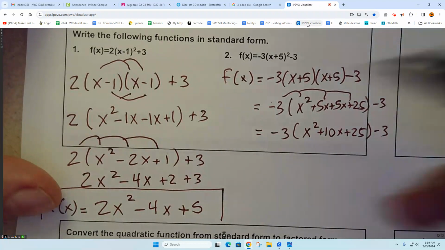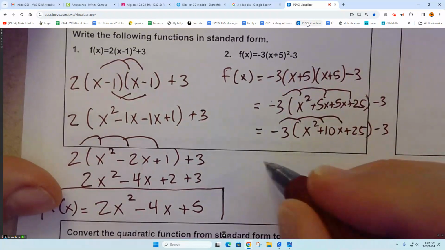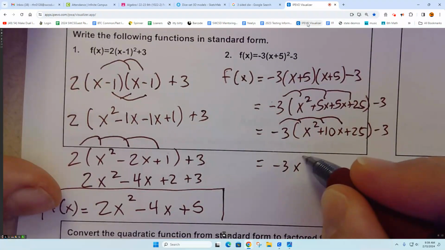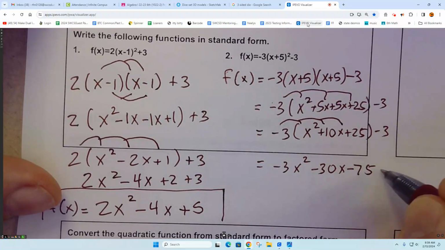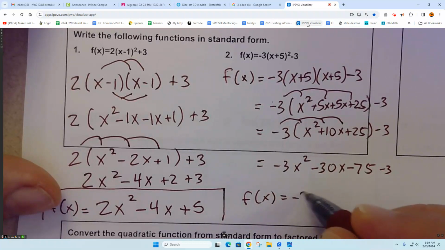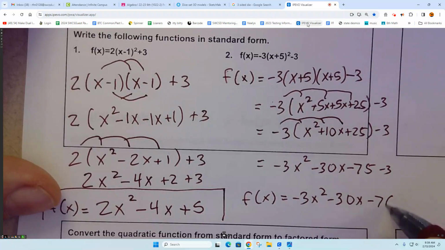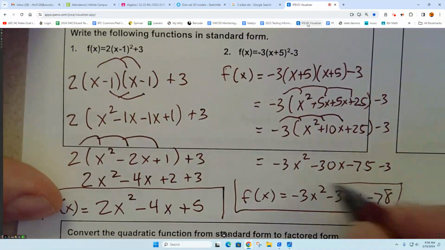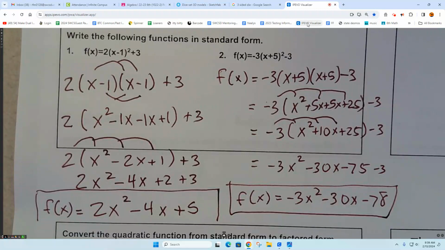I'm going to go ahead and distribute in the -3. I get -3x squared minus 30x minus 75 minus 3, or my final answer is that f of x equals -3x squared minus 30x minus 78. How could we check that this is right? What would we do in Desmos?